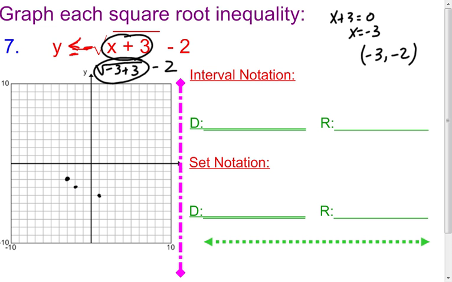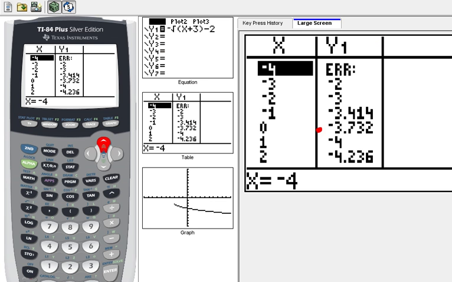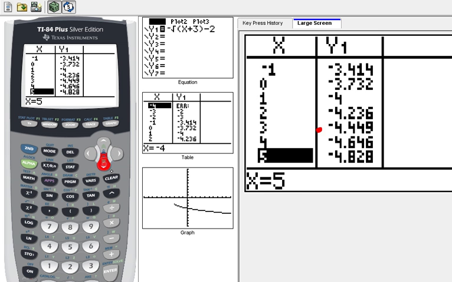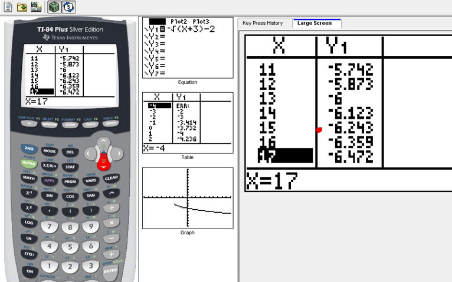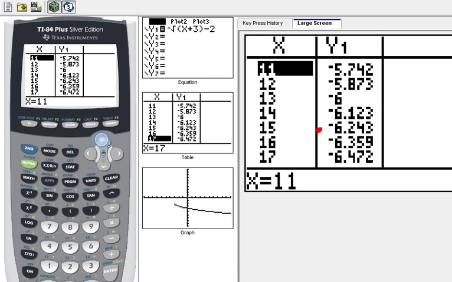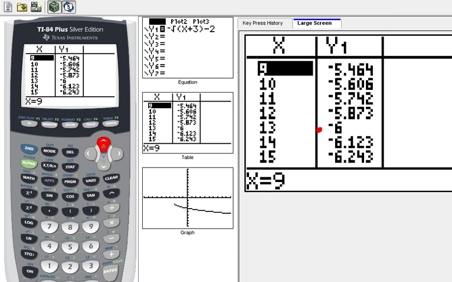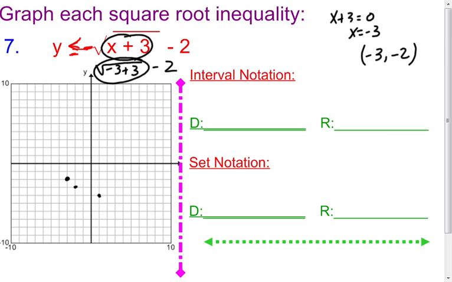And let's get a couple more. Let's get one down towards the end here, one that's like at 10. Let's see, at 10, whoa, got a little snap happy there. At 10, it is -5.6. So let's just plot that just so that we have a dot to connect. So at 10, it's at -5.6. So that would be right about there.